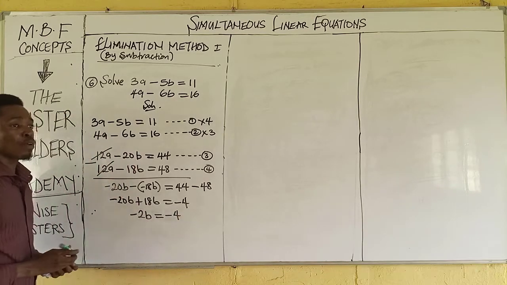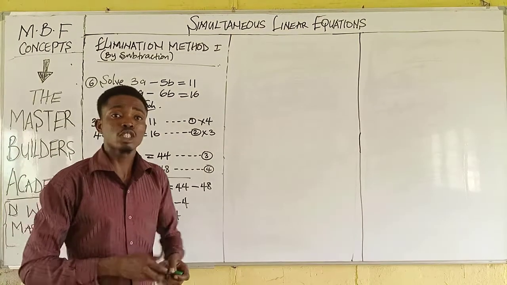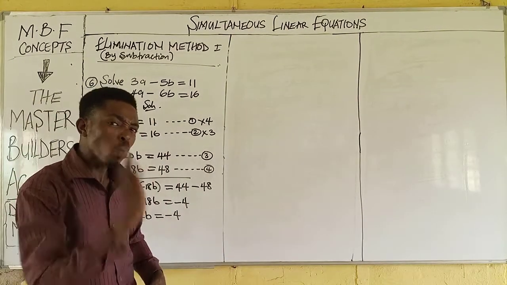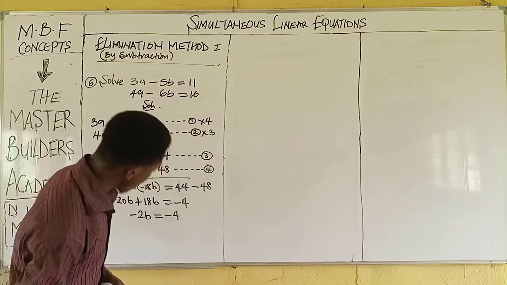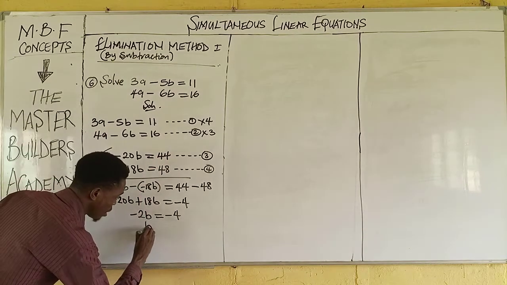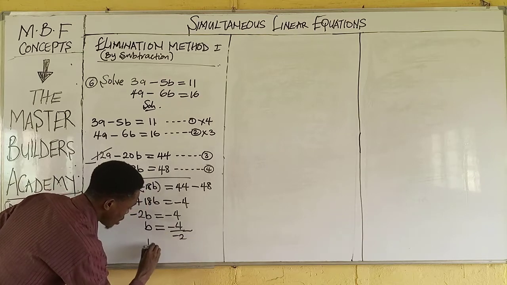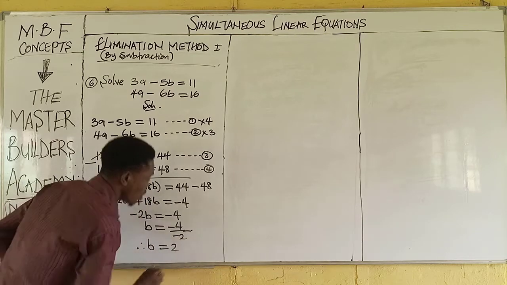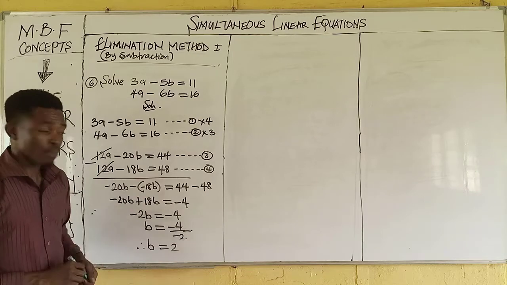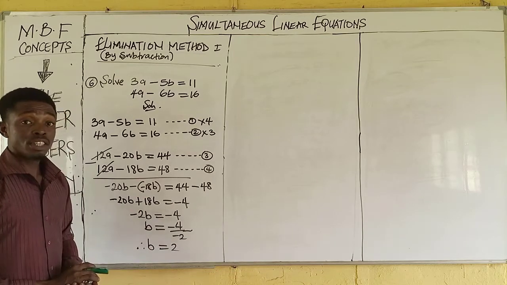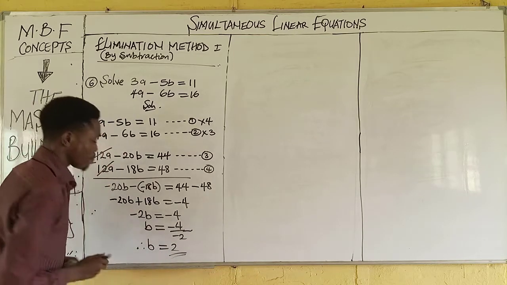And at this point, I just need to find the value of b. So I need to divide both sides by the coefficient of b. And the coefficient of b here happens to be -2. Therefore, I have b is equal to -4 over -2. Therefore, b is equal to 2. Now, minus divided by minus is plus, and 4 divided by 2 is 2. So this is the answer to b.